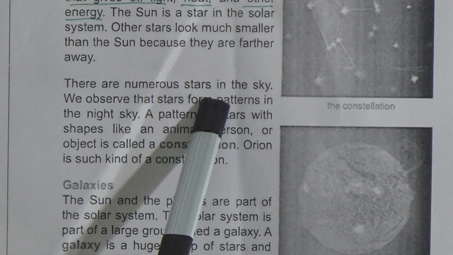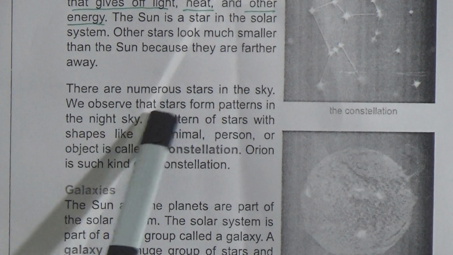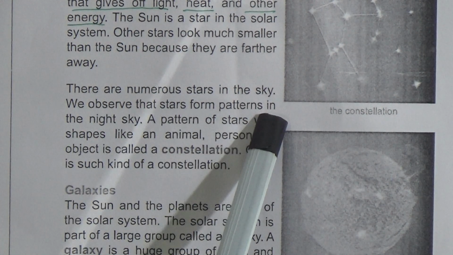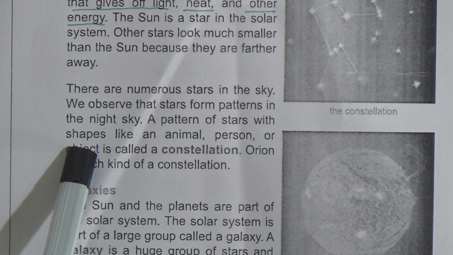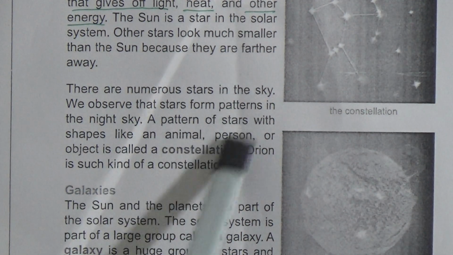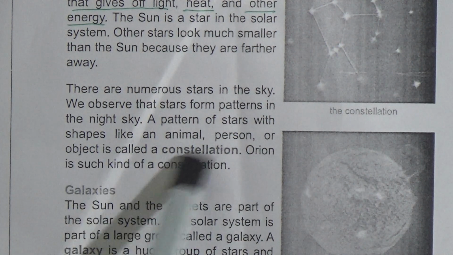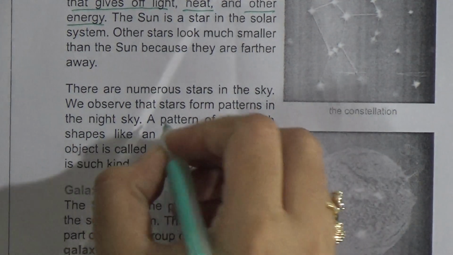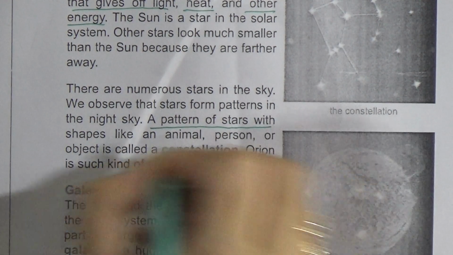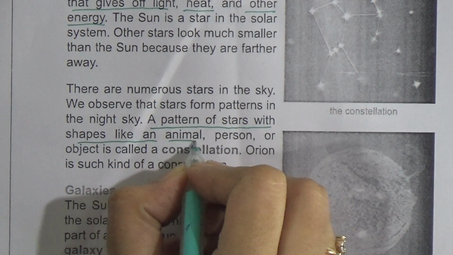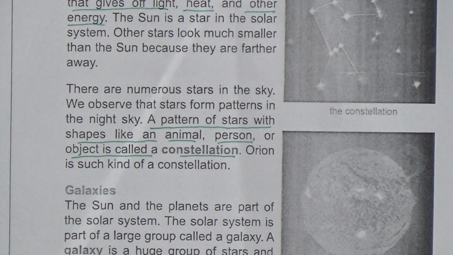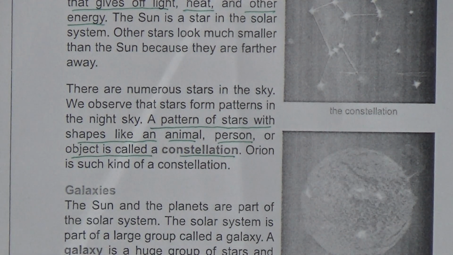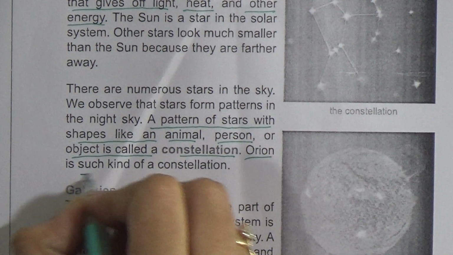There are numerous stars in the sky. We observe that stars form patterns in the night sky. A pattern of stars with shapes like an animal, person or object is called a constellation. Orion is such a kind of constellation.